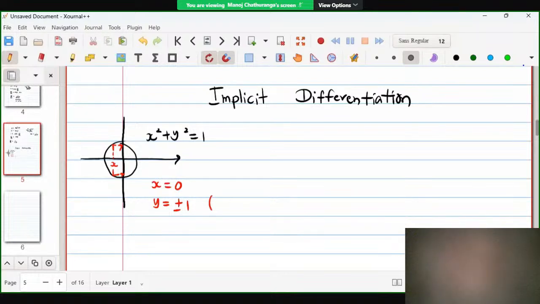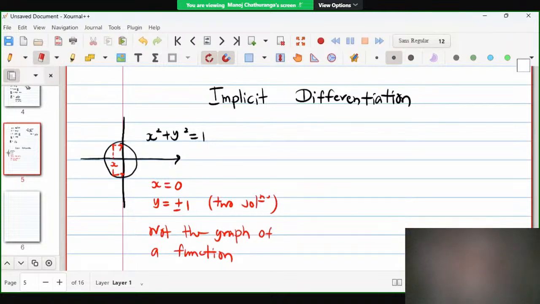So some x values give me more than one solution. Because of this, it is not a graph of a function. It fails the vertical line test. Now, the vertical line test says every vertical line intersects the graph at most at a point, not more than at a single point.